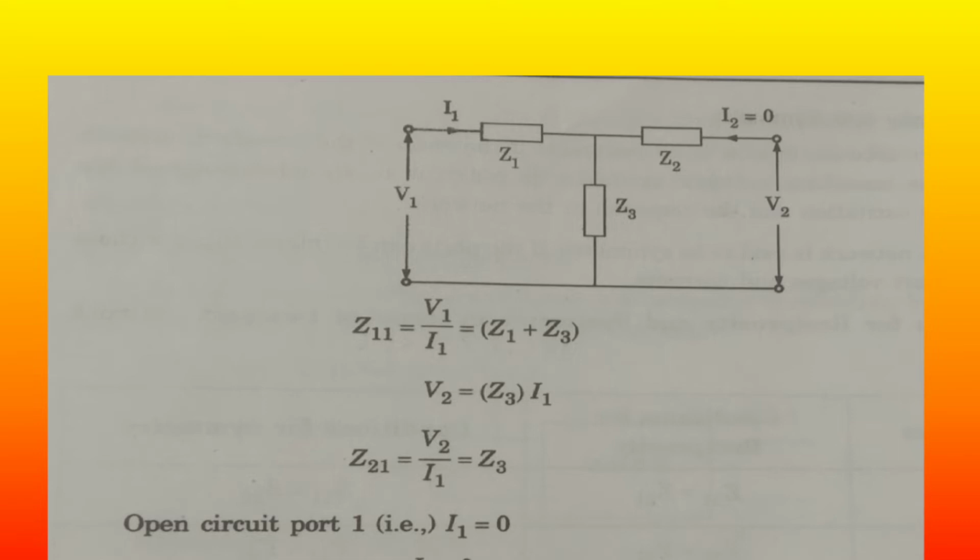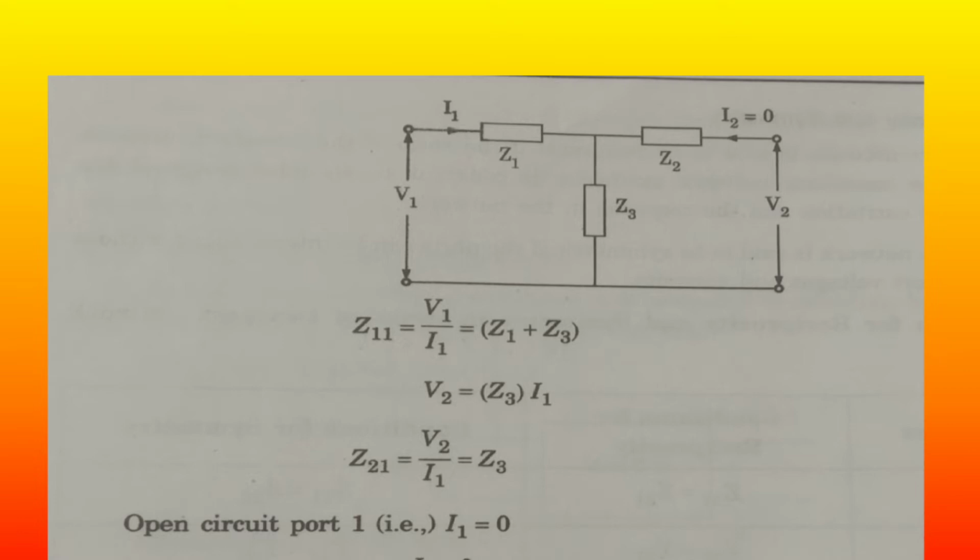And V2 will be equal to, when you open circuit the output, we have only the voltage V2 and the current flowing through Z3 is I1. So V2 will be equal to Z3 into I1. So Z21 can be expressed as V2 by I1, that is equal to Z3.